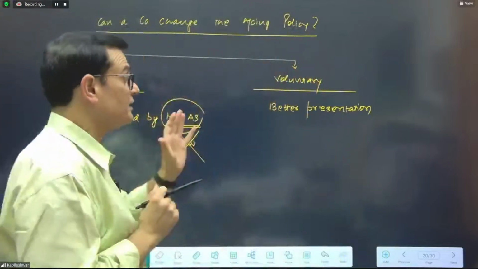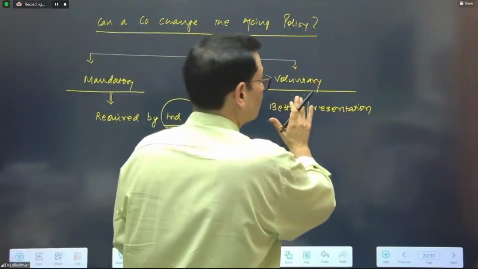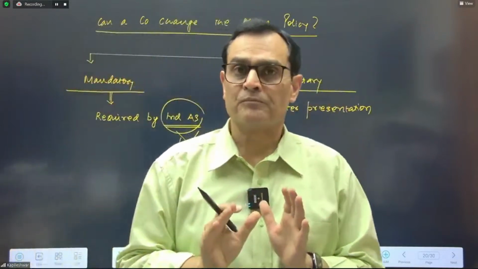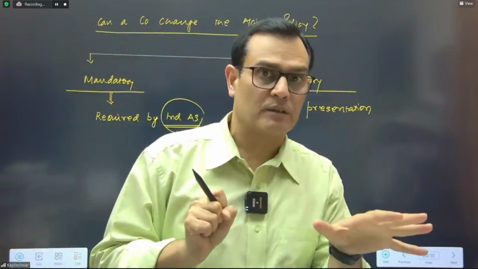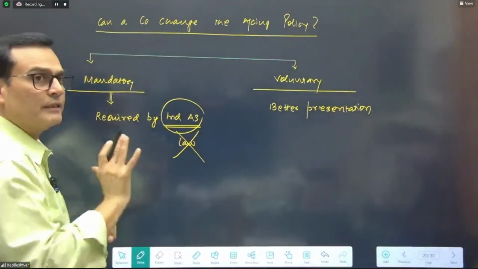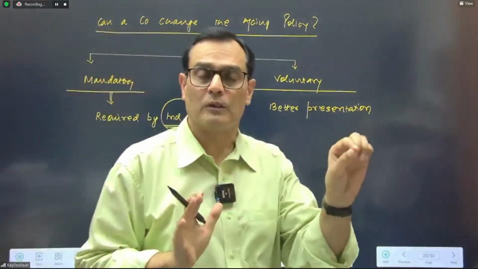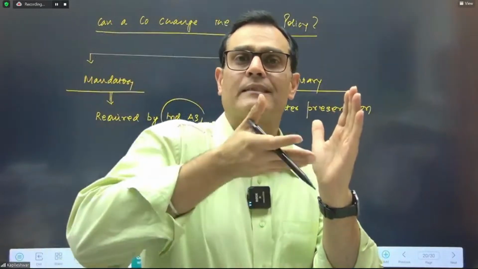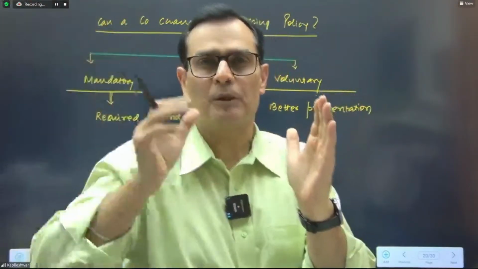So in this particular case, it results in a better presentation. I choose to make a change in policy. So either I'm forced, that is called mandatory. There is a change in a particular Ind AS and it prohibits you to follow a particular policy. So if you're following a certain policy and the standard prohibits you, you need to change the policy.